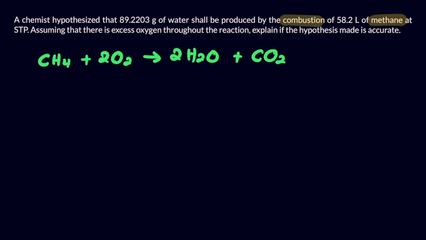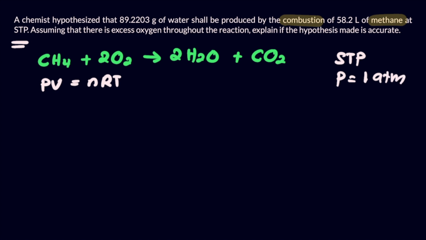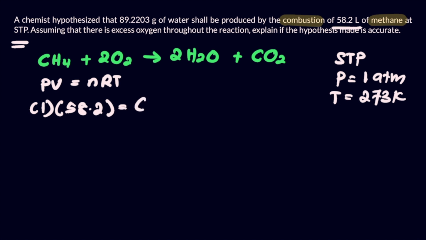Alright, the next thing that we need to do is use the ideal gas law. So the formula is PV equivalent to nRT. What we are going to look at is the pressure. So the pressure is at STP. At STP, your pressure is 1 atm and your temperature is 273 Kelvin. So your pressure is 1. The volume is 58.2 liter, and that is equivalent to n.